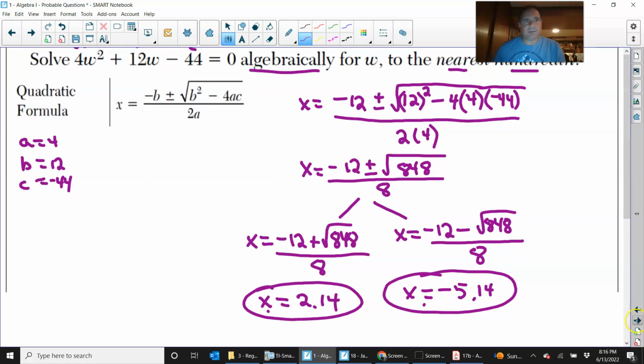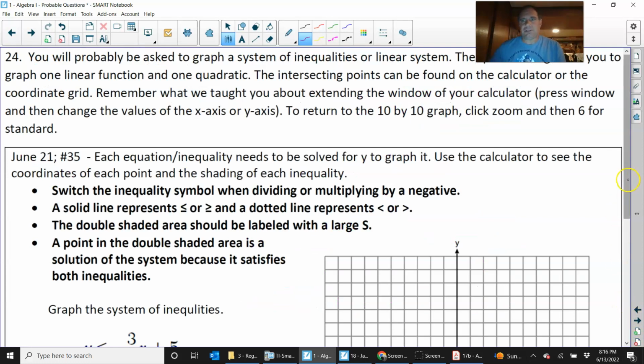All right, it's a good question. All right, so number 24, you'll probably be asked to solve or graph a system of equations, a linear system. The question might ask you to graph one linear function and one quadratic. The intersecting points can be found on the calculator, on the coordinate grid. Just remember what you know about extending the window on your calculator. If you do not know how to extend the window, please watch my videos on extending the windows of the calculator. They're in the video section.